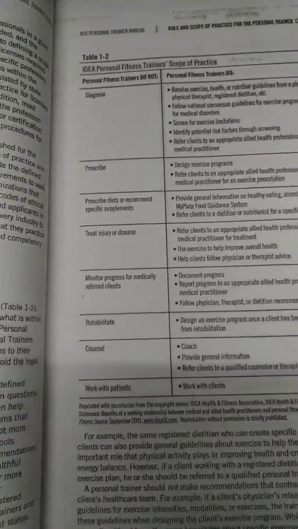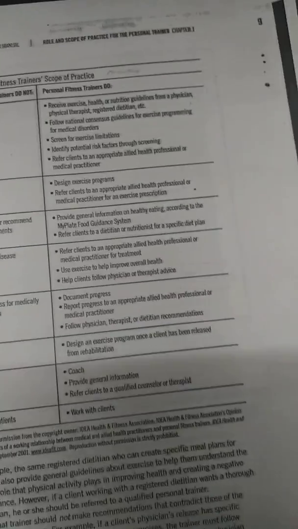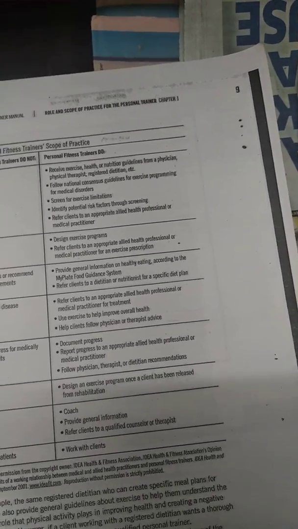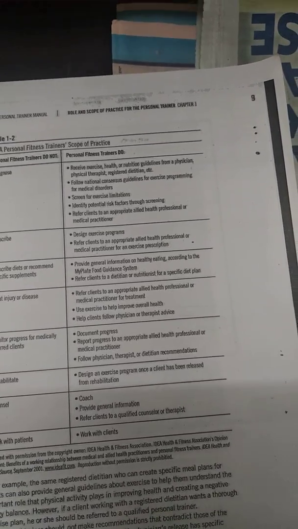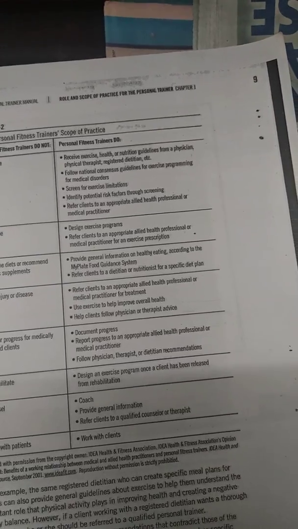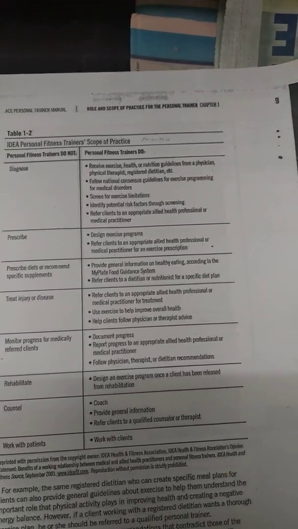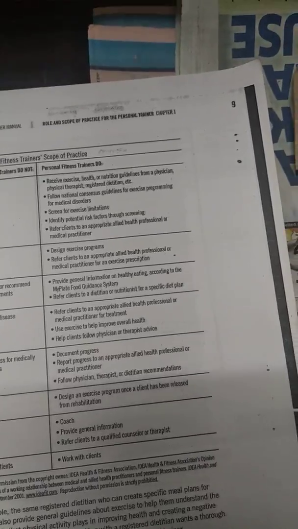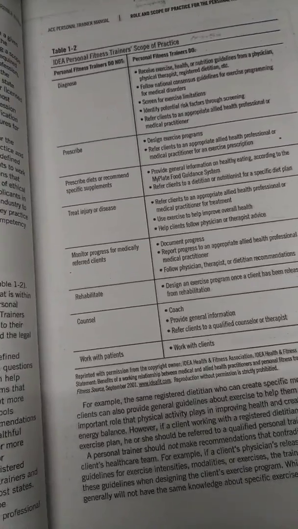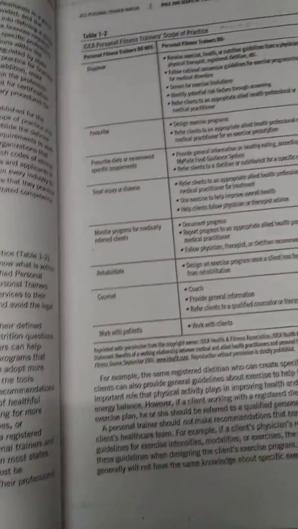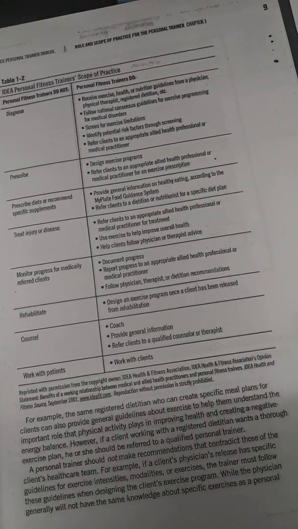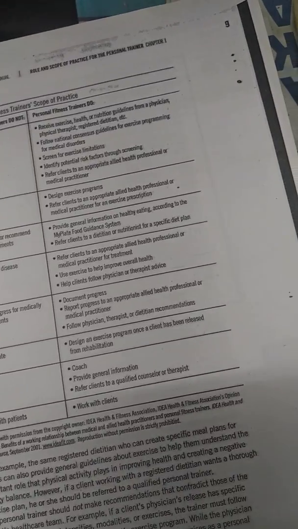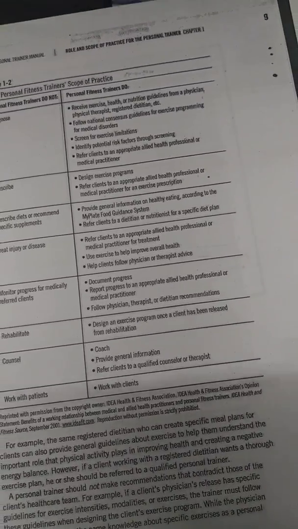Treat injury or disease: a personal trainer cannot do that. They can refer clients to an appropriate allied health professional or medical practitioner for treatment. What else they can do is use exercise to help improve overall health, help clients follow physician or therapist advice, and monitor progress for medically referred clients. They can also document progress and report progress to the appropriate allied health professional or medical practitioner.